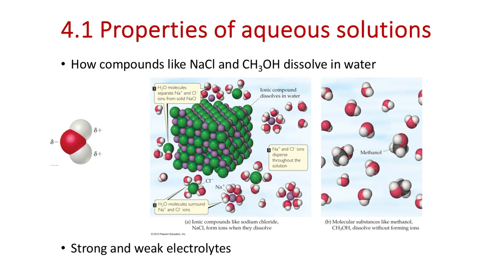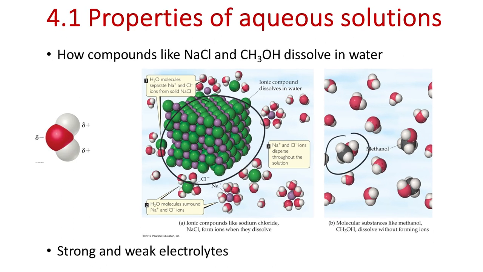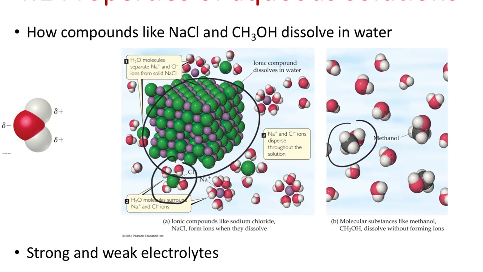Okay, so let's talk a little bit about the process of a compound dissolving into a solution, such as sodium chloride dissolving into water. We've talked a lot about sodium chloride not being a molecule like, say, methanol is. So we have methanol in the opposite picture. What's going on when sodium chloride dissolves into water is each of those ions of sodium and chloride are being surrounded by their own little sphere of waters.